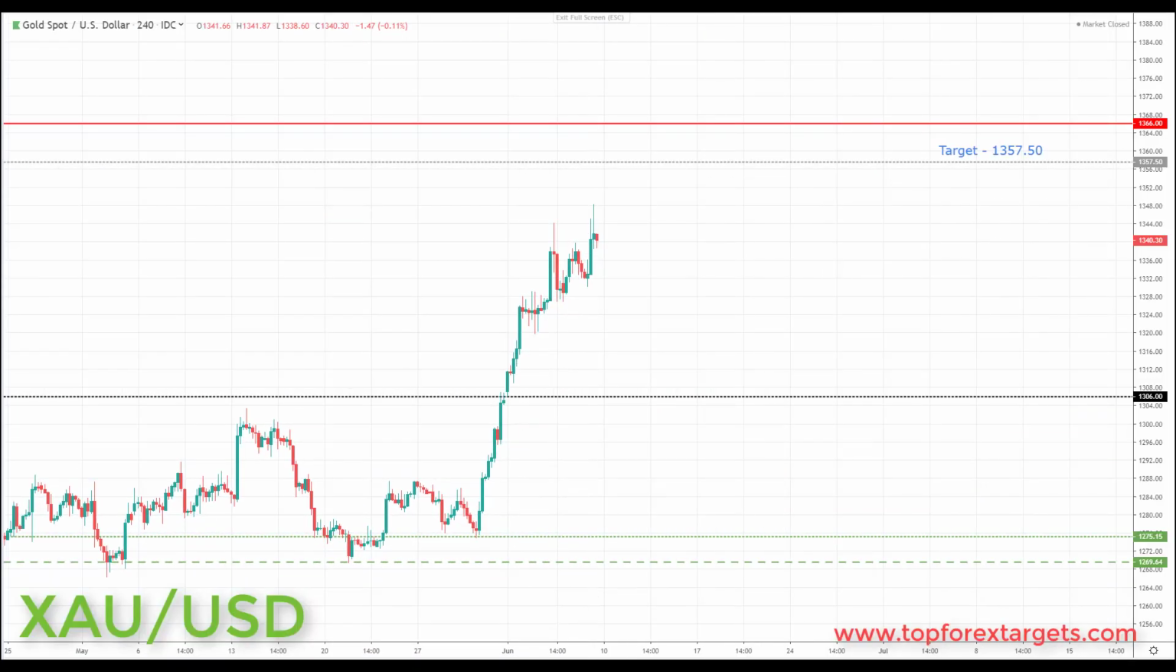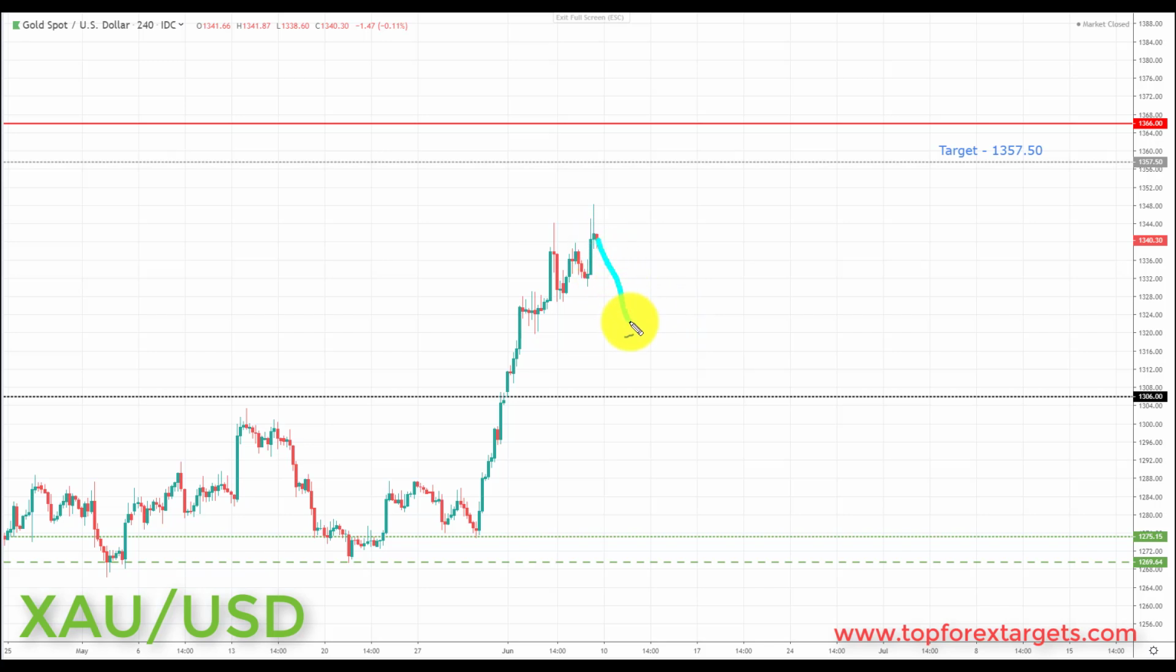And last but not least, we have gold. Now, last week we were looking at further advances to the upside, and we took out both targets to the upside at 1311.27 and 1320.70. Very simply put, we're still looking at further advances to the upside in gold. We are now approaching the next key area of resistance to the upside and the target set at 1357.50. So what we would like to see is a correction coming first to give us those better risk to reward setups.